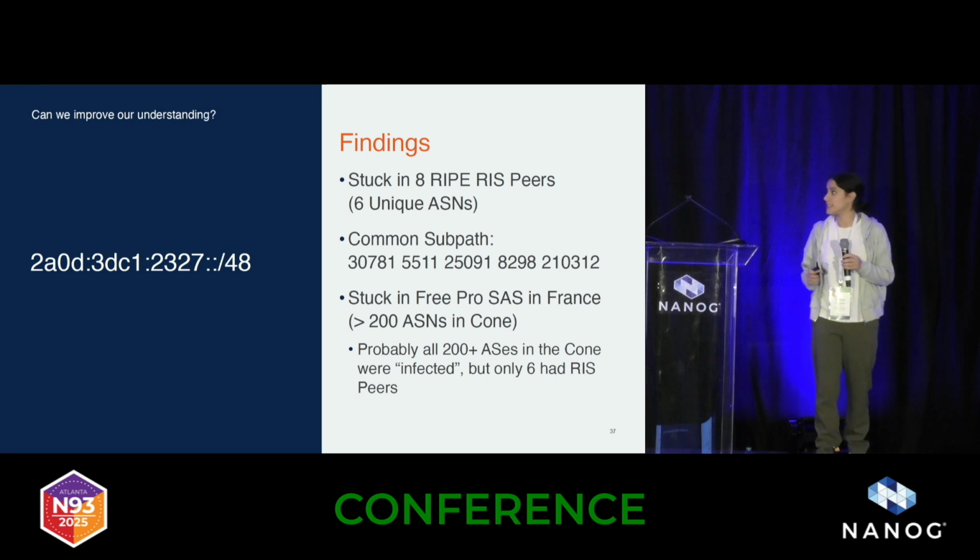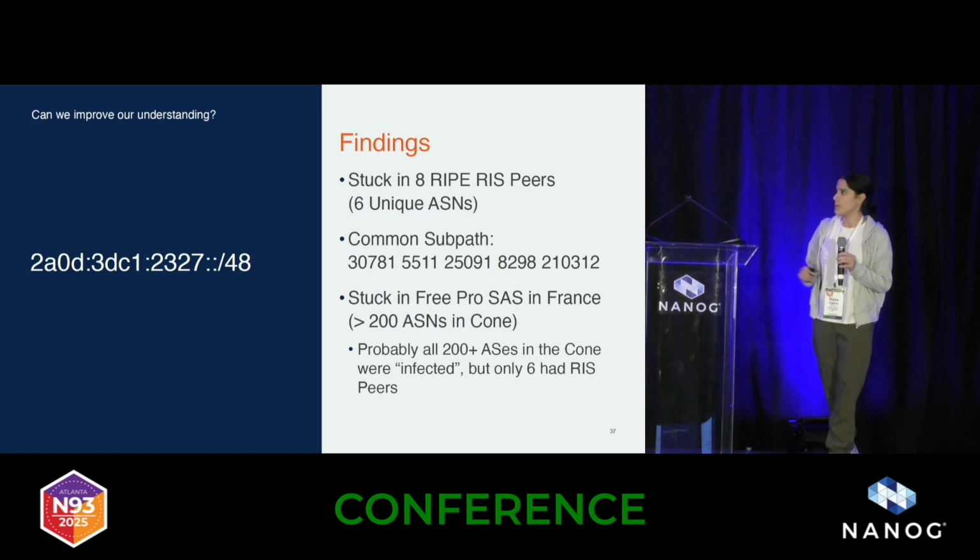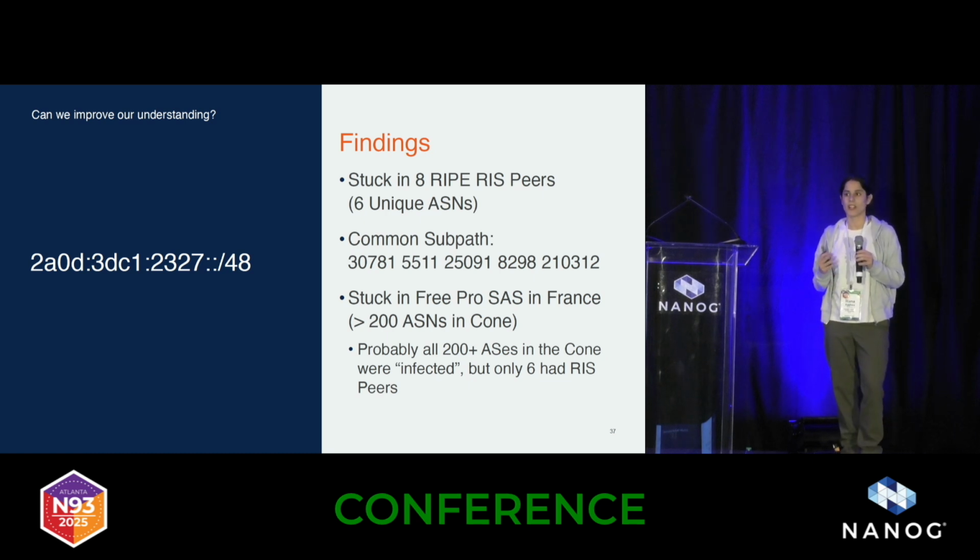And indeed, we found cases of some very stubborn and impactful zombie outbreaks. The first one remained in the RIBs of 6 RIS peers even after 3 hours after the prefix withdrawal. And based on the AS paths of the stuck routes, it seems that it was originally stuck in a French AS with more than 200 ASes in its customer cone. Hypothetically, all of these ASes could have been infected with the stuck route, but we can only be sure about 6 of them which are connected to RIPE collectors.